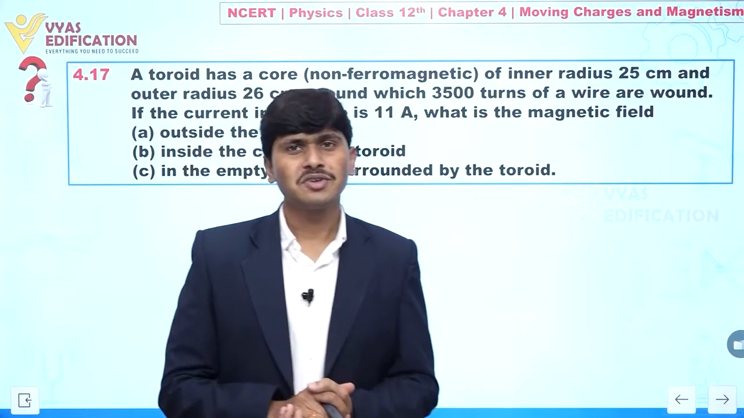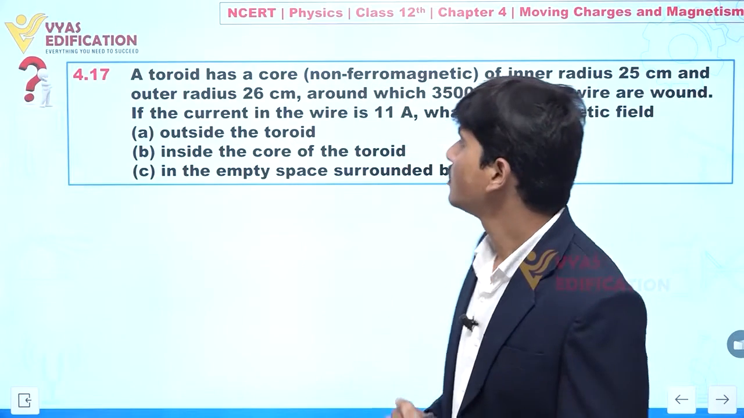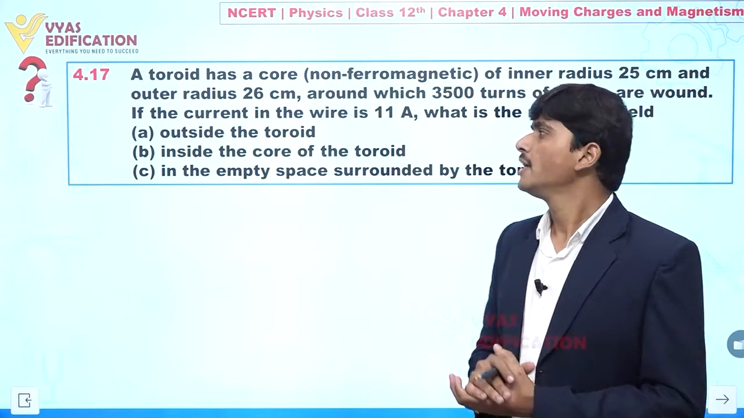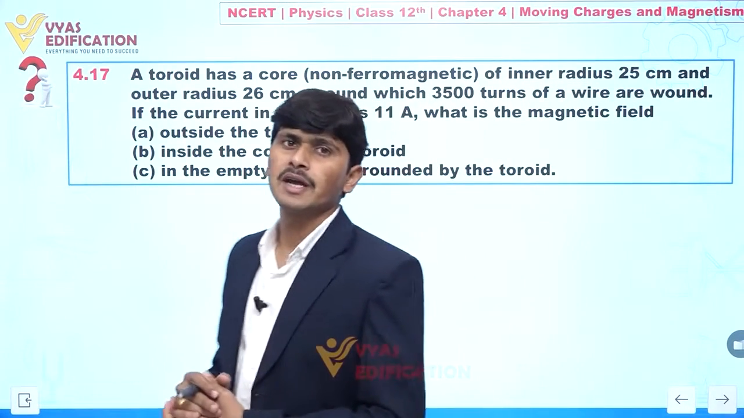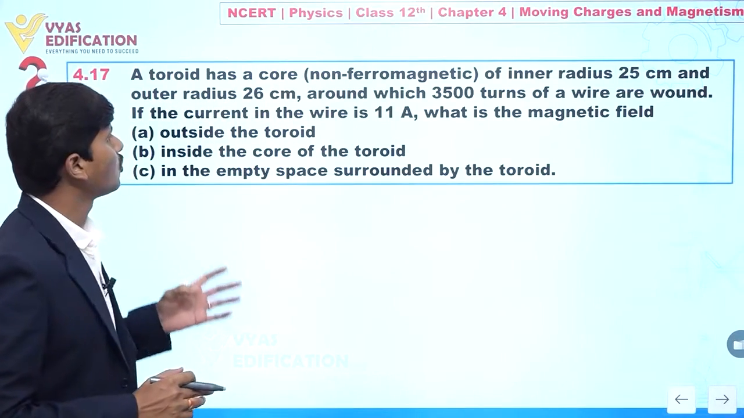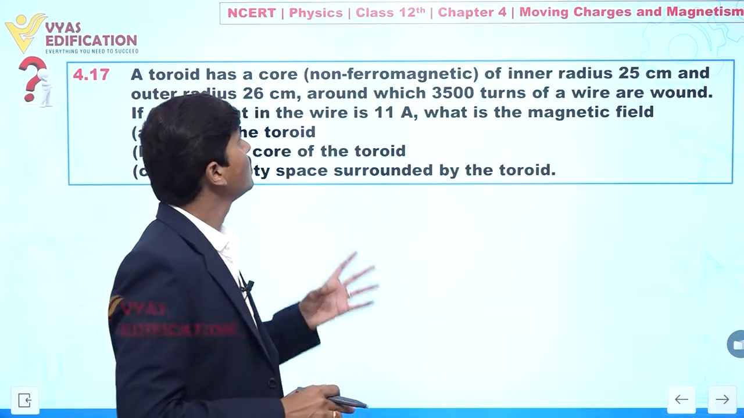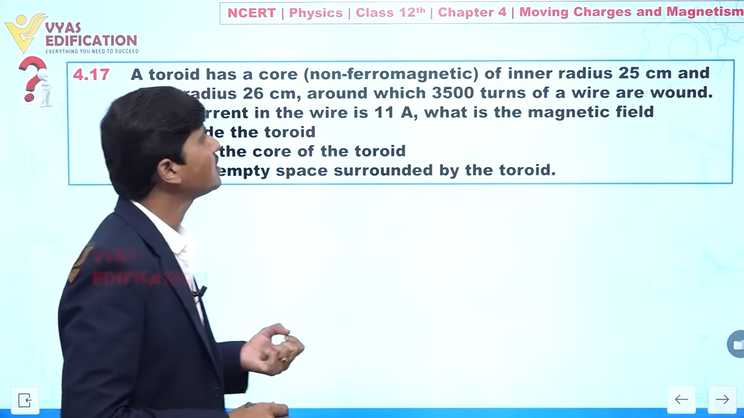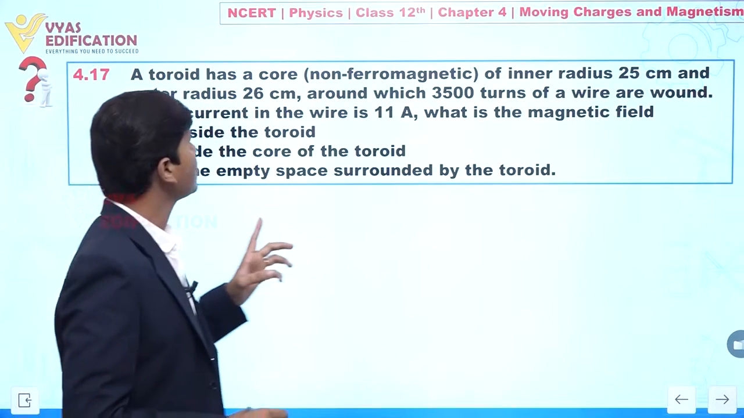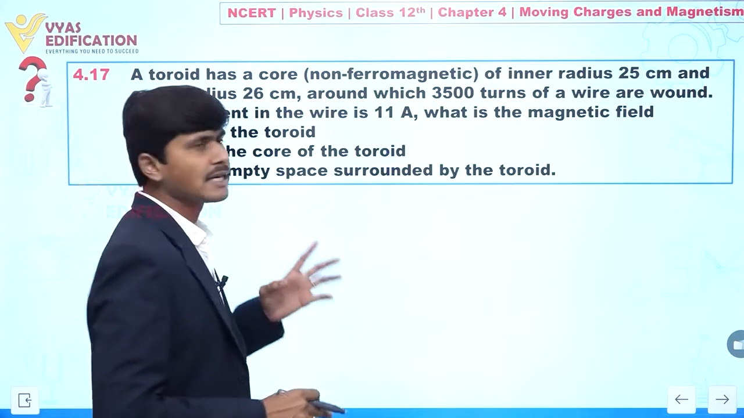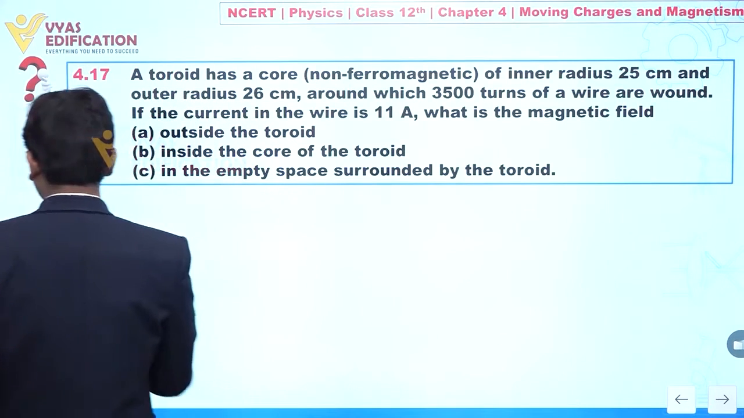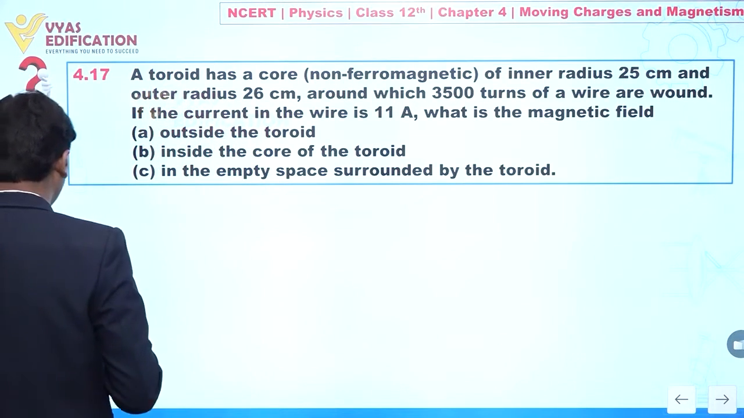Now we are going to solve question number 4.17, and in this question it is given that a toroid has a core that is non-ferromagnetic in nature, of inner radius and outer radius 26 centimeter. Clear? So my dear students, definitely you know what a toroid is.